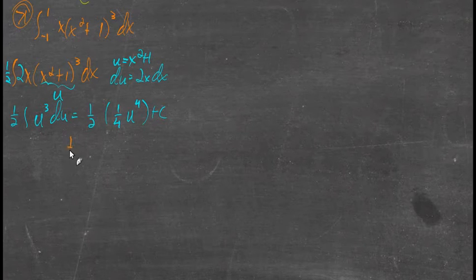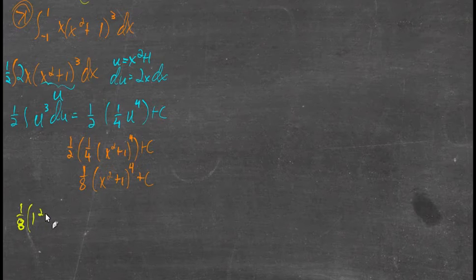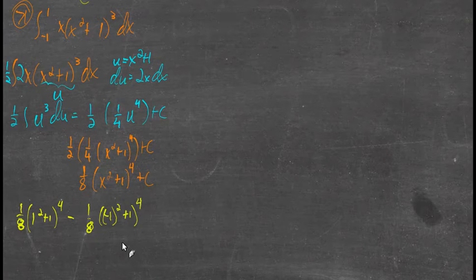And in terms of x, that would be 1/2 times 1/4 times x squared plus 1 to the fourth plus c. To make that a little easier, we'll do 1/8 times x squared plus 1 to the fourth plus c. Now we use the fundamental theorem of calculus, and we plug in 1 and then plug in -1 and subtract. So that's 1/8 times 1 squared plus 1 to the fourth minus 1/8 times -1 to the second power plus 1 quantity to the fourth.